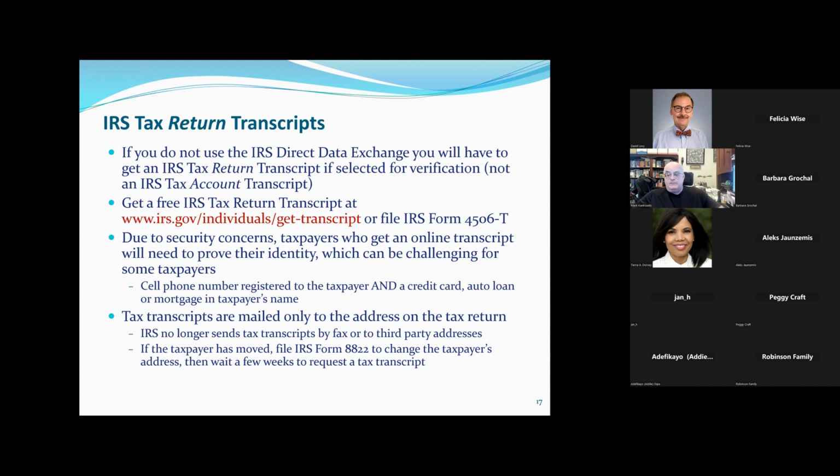And some families have reported that it can take at least as long as a month, maybe longer, before they receive a paper IRS tax return transcript or the verification of non-filing letter. If your address has changed, use IRS Form 8822, as I mentioned before, to change your address with the IRS. And this can take 4 to 6 weeks as well.